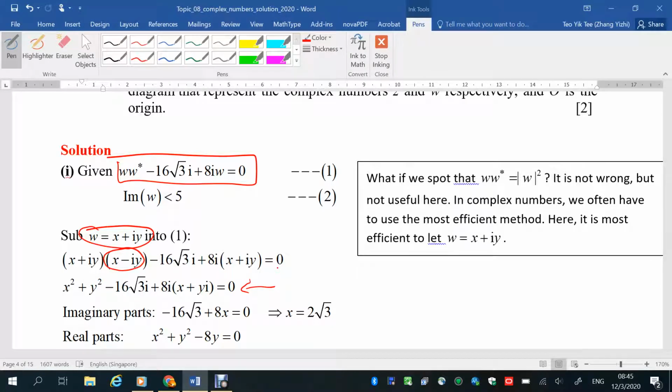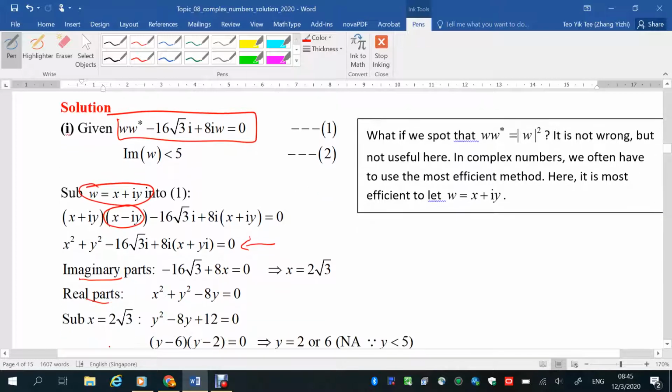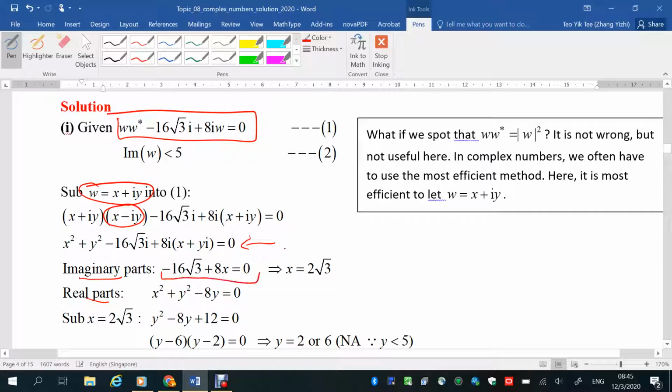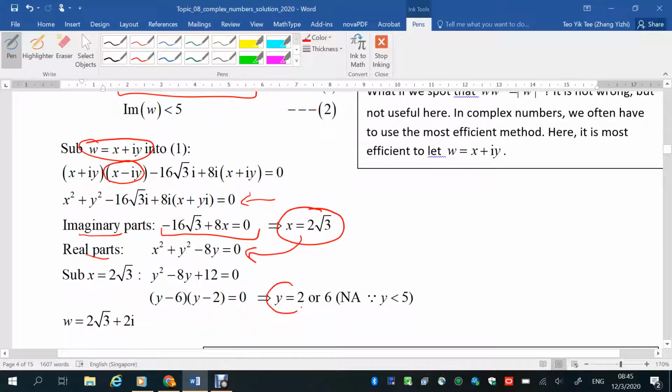In order to do that, you better make sure that your basic skills on the manipulation, plus, minus, division, multiplication of complex numbers are proficient. Regrouping all the imaginary parts and the real parts, you generate two separate equations. From one equation, you can solve for x to be 2 root 3. Putting this into your other equation, you can find the value for y, and you get two values: y equals 2 or y equals 6.